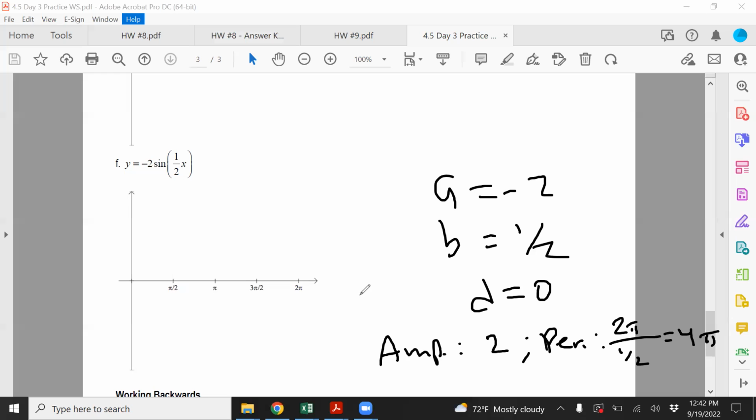What do you do if it's too big of a graph? So I'm going to adjust this then. I'm just going to cross these off. There we go. All right, and then D is 0, but your amplitude's 2, so we're going to go 2 above and 2 below the midline. Midline is 0.